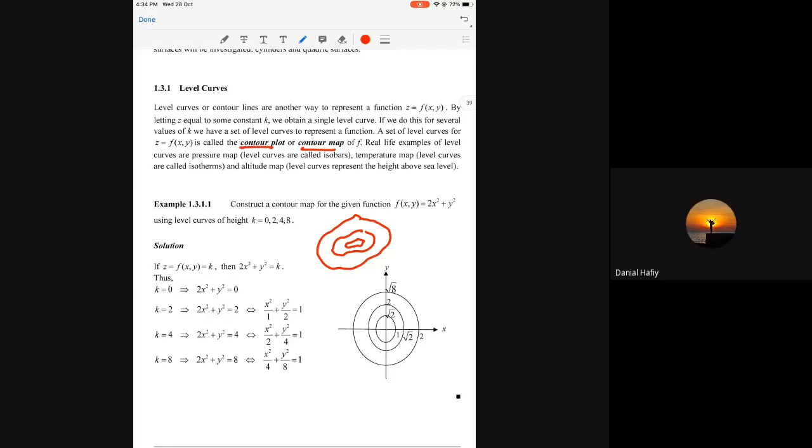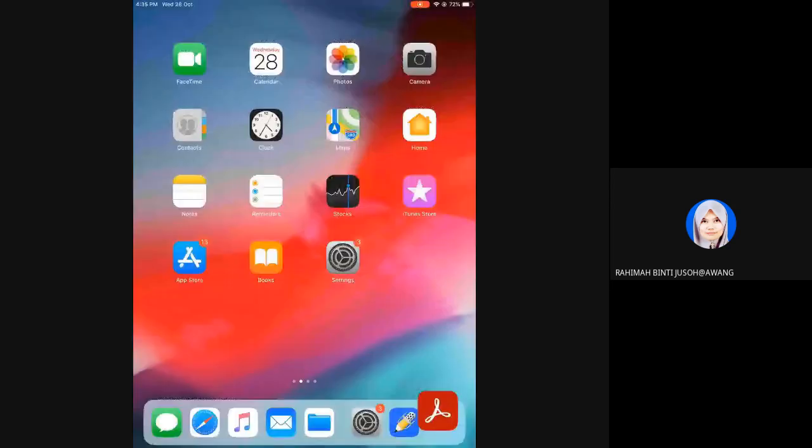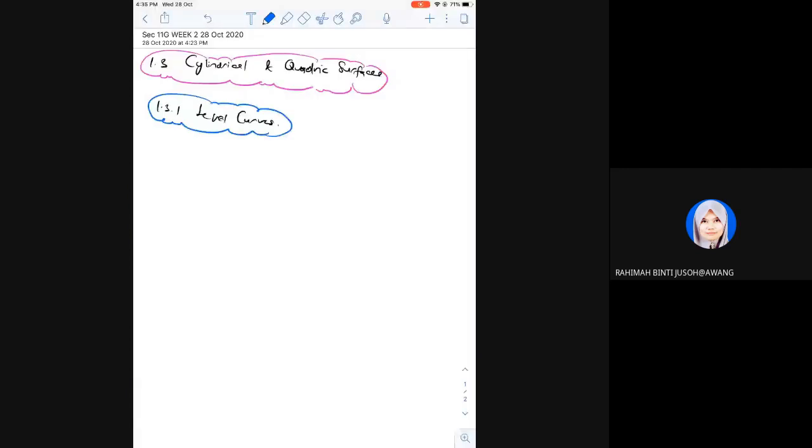Alright. So now, kita akan tengok contour plot ni in mathematics perspective. Okay? So I'll give you one example for level curves. Please copy this. Construct example. Construct a contour map for the given function.